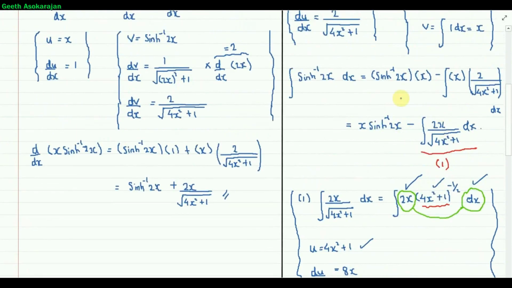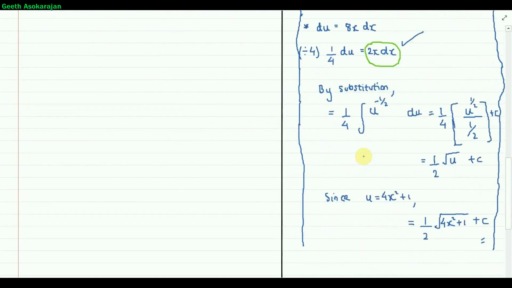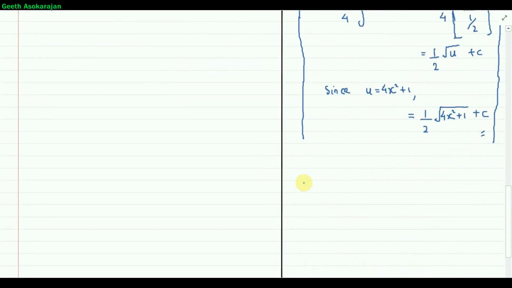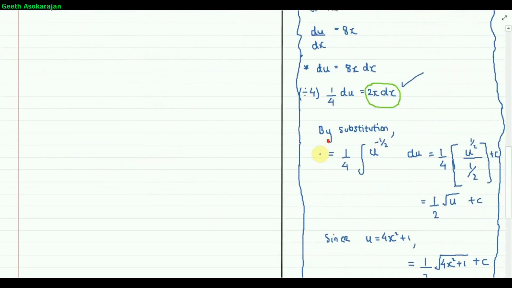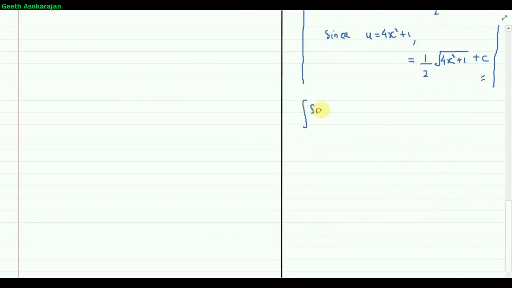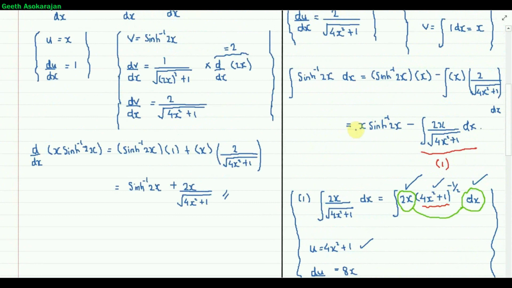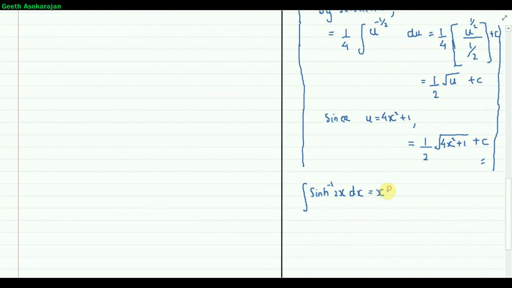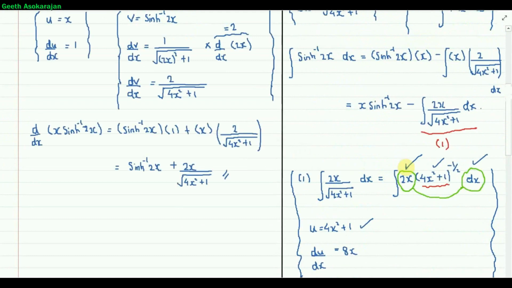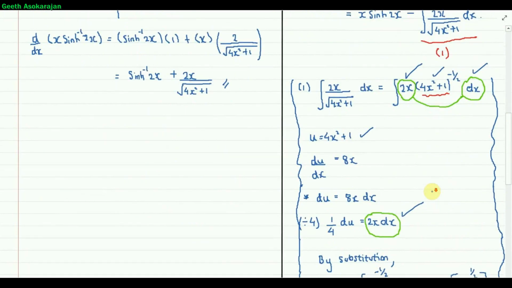But let's rewrite the solution to the main integral. So let me continue below. On the left we have the integration of inverse hyperbolic sine 2x, so let's copy that down: inverse hyperbolic sine 2x with respect to x. And on the right hand side we have x inverse hyperbolic sine 2x. Let's copy that. And it was a minus the answer of 1.